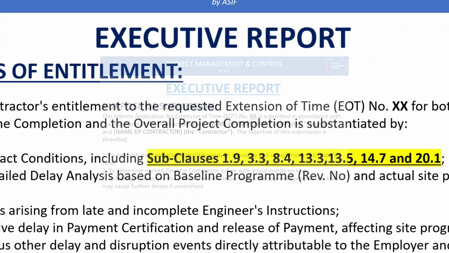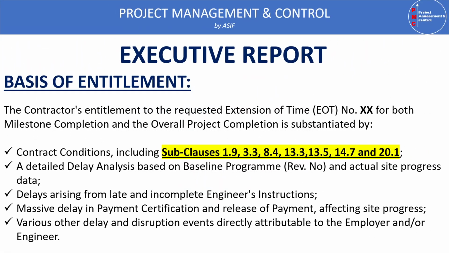In the purpose of the submission, we have to state the basis of the entitlement. So in the basis of the entitlement, we have to state on what basis of the contract the contractor is entitled. The contractor's entitlement to the requested extension of time claim number X for both intermediate and overall project completion is substantiated by contract conditions including clauses 1.9, 3.3, 8.4, 13.3, 13.5, 14.7, and 20.1. You have to see which clause is best suited for you.